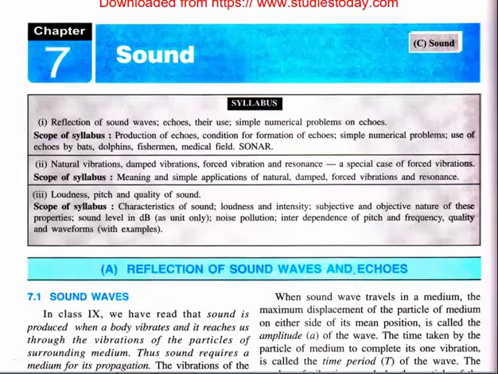In this video, we're gonna be doing physics back to back. So, chapter 7, sound. Everyone knows this chapter, it's easy. Today we're gonna go through the important points, important topics under the chapter sound.